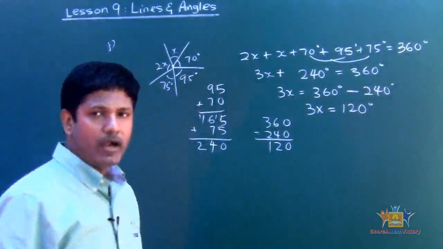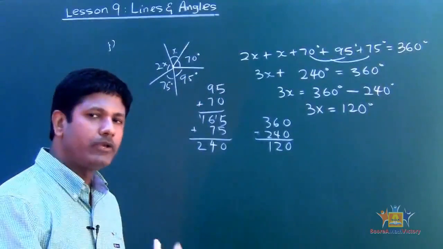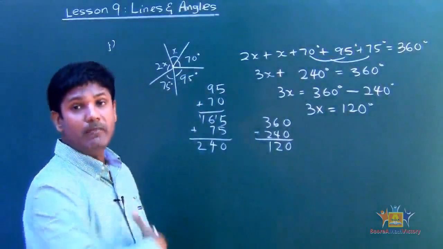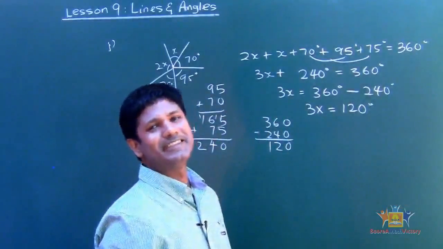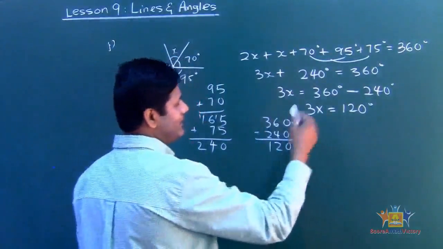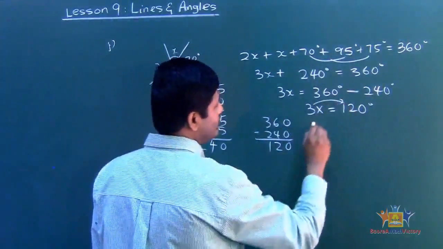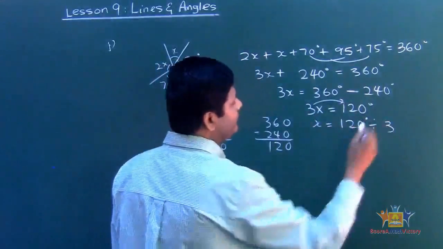And we're looking for what? x. Who's got to go? 3 has got to go. And what's 3 doing to x? It's multiplying. So multiplication across the bridge becomes what? Division, from Mr. Mac's first law. Mr. Mac's first law says multiplication across the bridge becomes division. So x equals 120 degrees divided by 3.